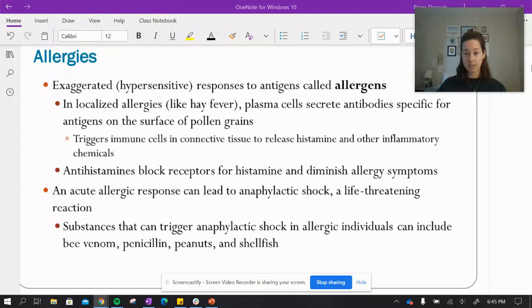And allergens and allergies are becoming more and more common, especially in developed countries, which is really interesting. And there may be a connection between the amount of time you spend outside and getting dirty as a child and allergies that are developed. But there's a lot of research being done on it still.